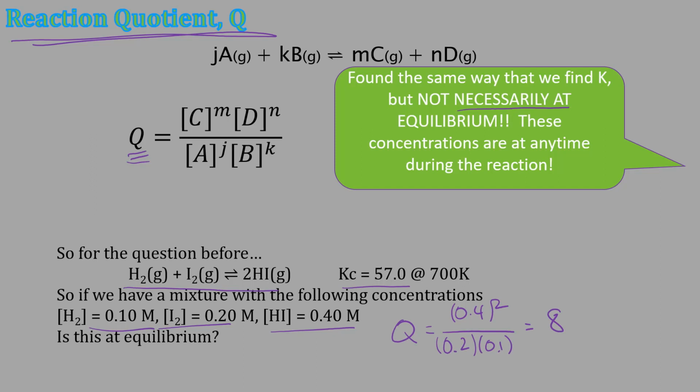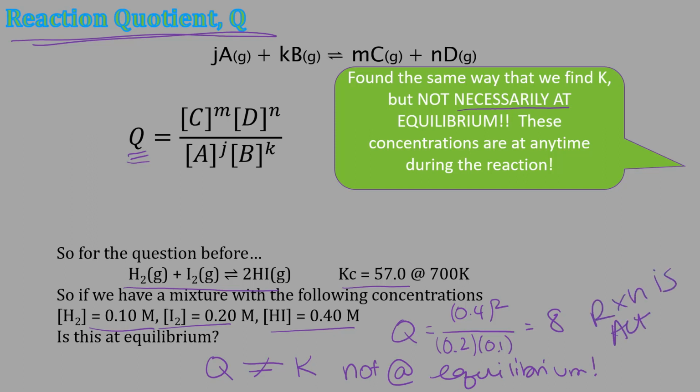Since Q is not equal to K, it's not at equilibrium. If it's not at equilibrium, that means this reaction is still active. It's still moving in one direction or another. So now we need to figure out which direction it's going to go.